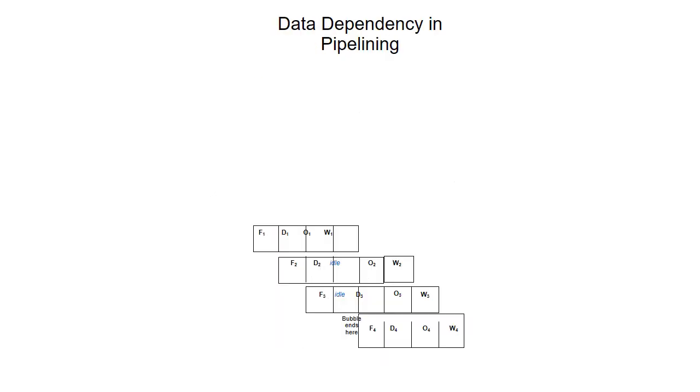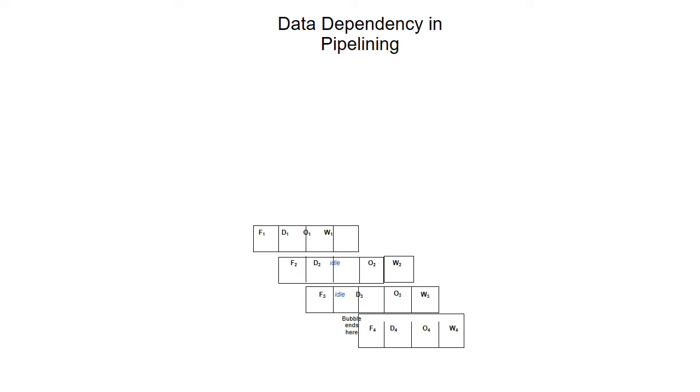Data dependency in pipelining. First it starts from F1, D1, O1, W1. After one cycle, it will be shifted to D1 from F2, D2, O2, W2, idle. In the next step, it will be shifted to the next one, that is D2, that is F3, D3, O3, W3. After that it should be shifted to D3, that is F4, D4, O4, W4. So the bubble ends here. Likewise the data dependency will be there in the pipelining processor.